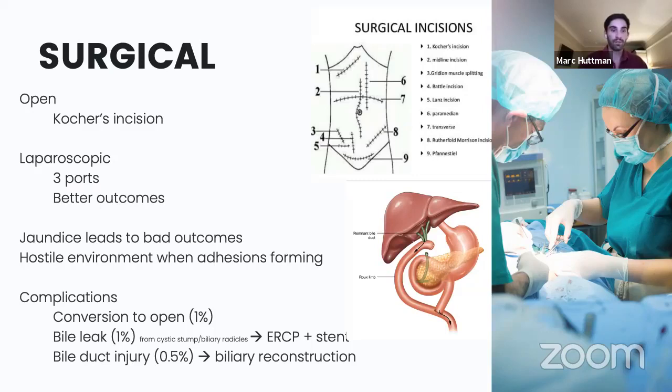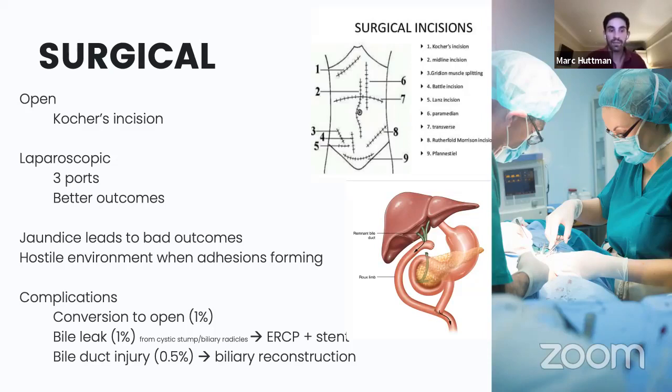It's important to note that jaundice leads to bad outcomes, and that's well known in literature. It prevents effective healing. And we mentioned earlier about the hostile environment when adhesion's forming, and the importance of operating either early or letting it settle and operating afterwards. Some of the complications of gallbladder surgery is a conversion to open, which is considered a type of complication.